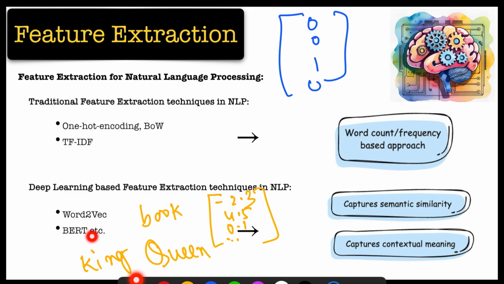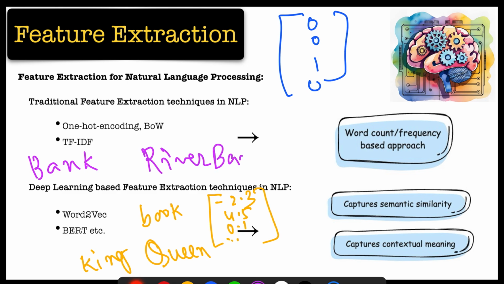Next comes BERT. There are many other feature extraction techniques in deep learning; BERT is one of them. It captures contextual meaning. So contextual meaning, what is it? Let's say we have one word, bank. Bank can be a financial bank where we store our money or we take loans and all, and also it can be a river bank, right? It can be a river bank.